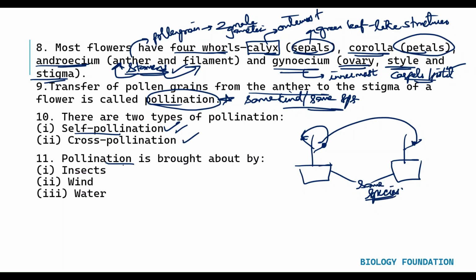And this pollination requires some agents, because the male and female gametes are non-motile, they cannot move. So pollinators play a very important role in pollination. If insects act as agents of pollination, then we use the term entomophily. Okay. If wind is acting as the agent of pollination, then the term used is anemophily. Water, hydrophily.